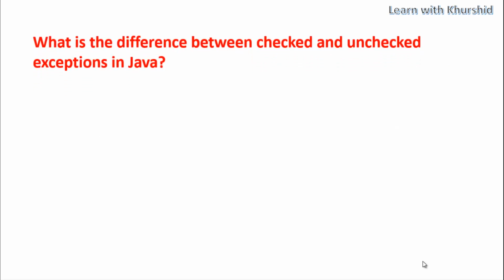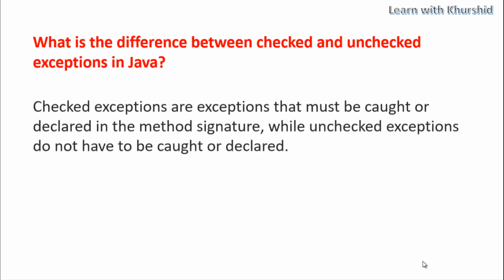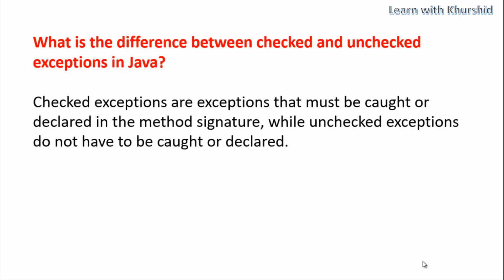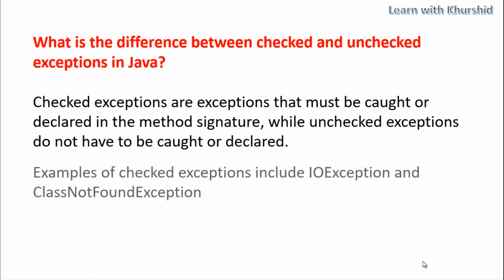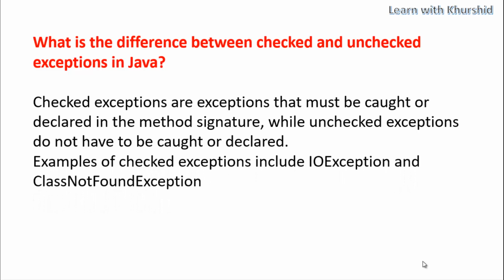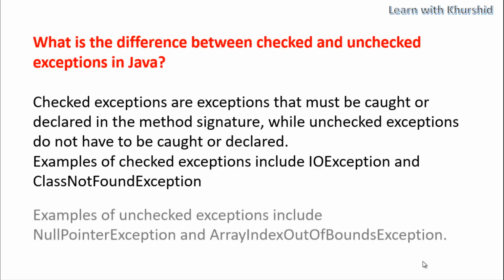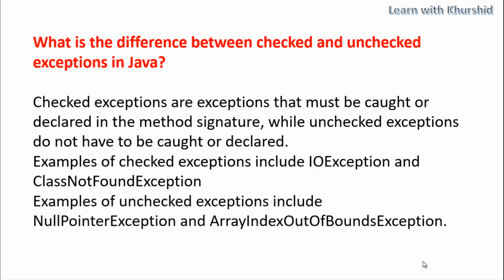What is the difference between checked and unchecked exceptions in Java? Guys, this is also a very important question in interviews. Checked exceptions are exceptions that must be caught or declared in the method signature, while unchecked exceptions do not have to be caught or declared. Examples of checked exceptions include IOException and ClassNotFoundException. Examples of unchecked exceptions include NullPointerException and ArrayIndexOutOfBoundsException.